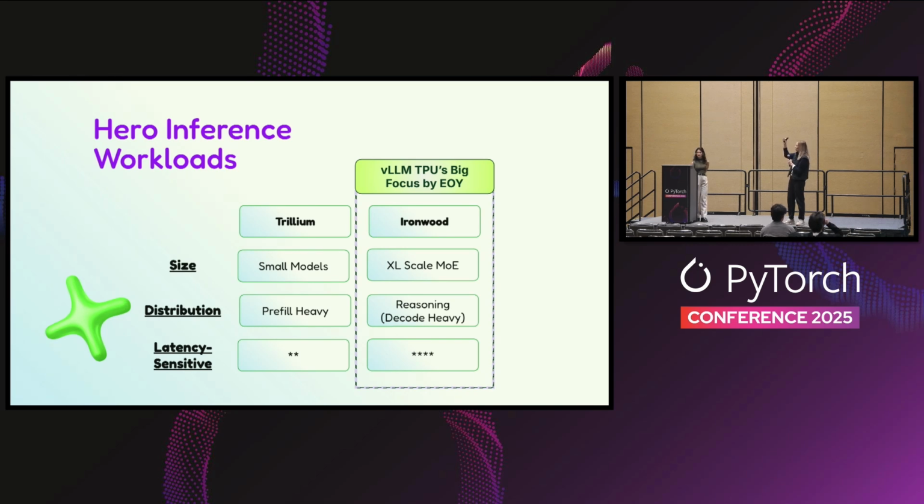What Ironwood means for us is we can now start to scale XL MOE models on Ironwood. So that's our focus. In terms of the workload distribution, think reasoning models, so very decode heavy, large scale implementations or serving, inference deployments, and then ultra low latency because of that extra memory bandwidth.